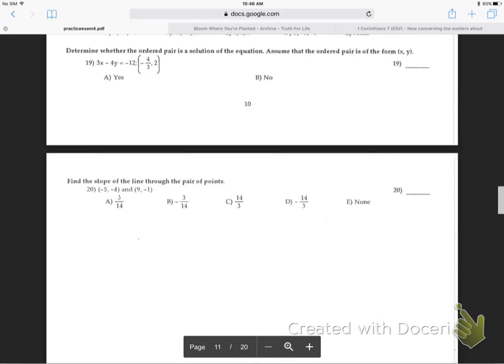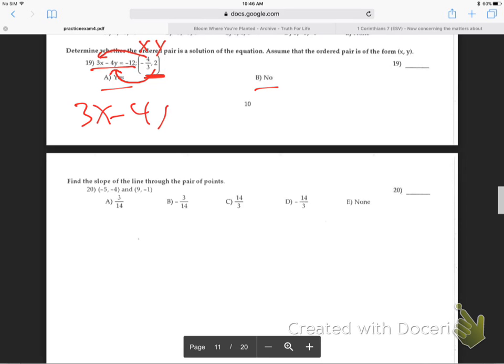All right, let's do 19. Basically they're saying it's kind of nice. There's only 2 answers, so you can flip a coin. Yes or no. A or B. Don't answer C, D, or E. So how do you know whether this is a solution to that? Plug it in. This is X. This is Y. Put this in for X, put this in for Y, and see what happens.